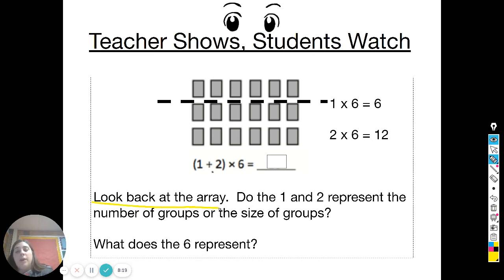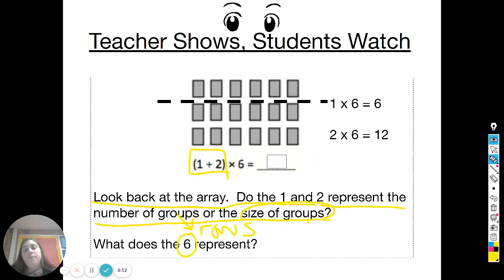Look back at the array. Do 1 and 2 represent the number of groups or the size of the groups? So this 1 and this 2. We're trying to figure out, is that the number of groups or the size of the group? Remember, number of groups is the same thing as the number of rows. And the size of the groups is the same thing as how many in each row. And then our next question is, well, what does the 6 represent then?